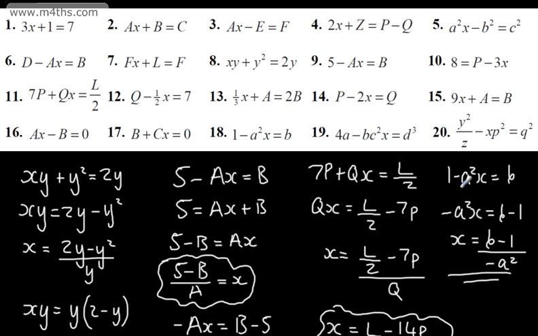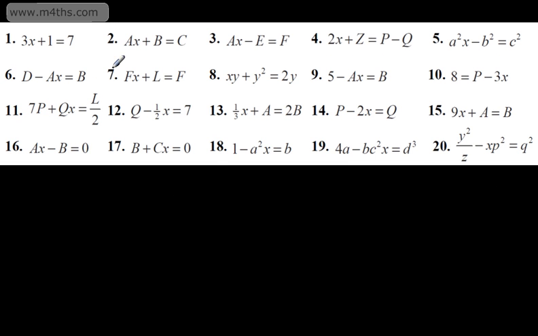You could have added the a squared x to both sides, subtracted b, and divided by positive a squared. It's entirely up to you. I just think it's nicer to do it this way. Right, let's do this one right here.